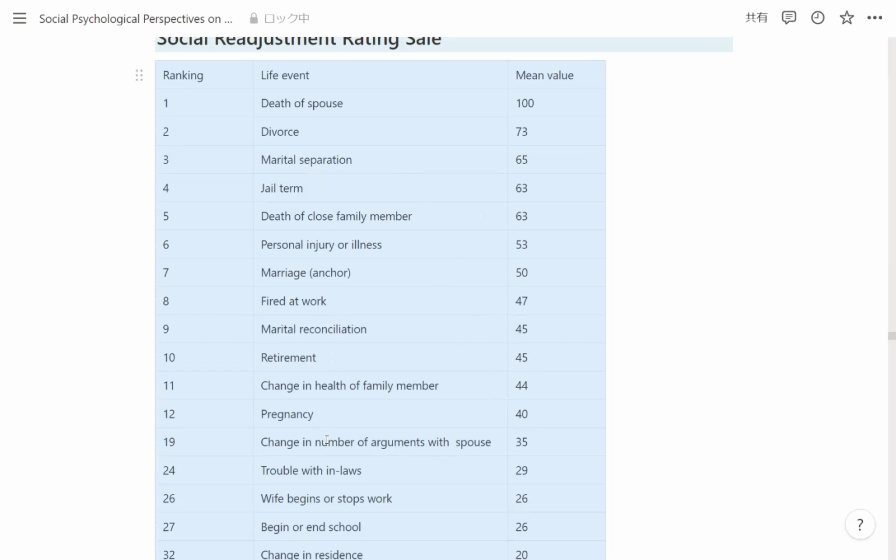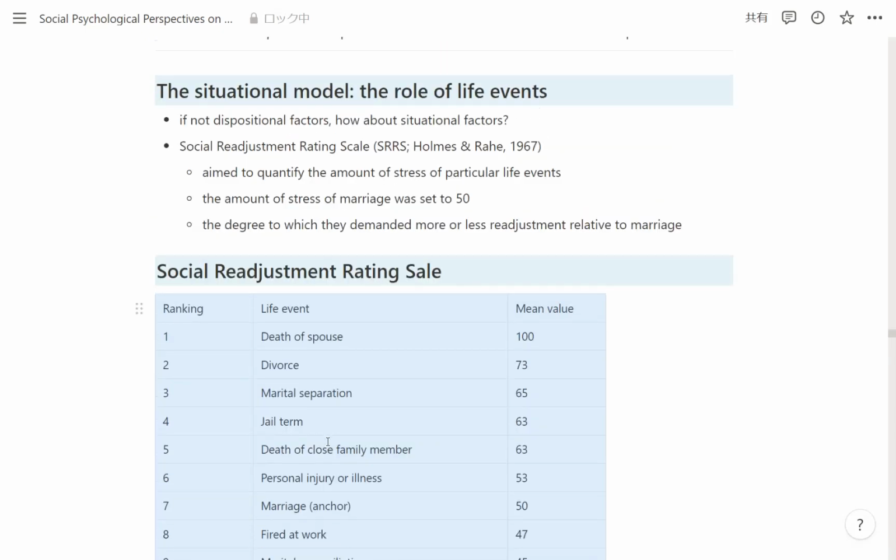So as you can see, most of the life events that put so much stress on people are negative events. But as you go down, there are some positive events as well. So people do not experience stress only from negative events, but also from positive events. So this social readjustment rating scale is basically not about the negative life events, but more like life events that require readjustment.